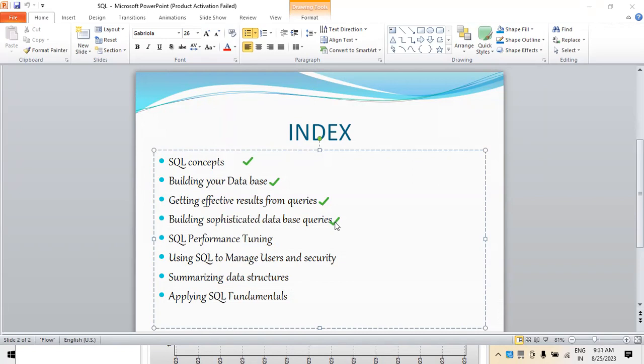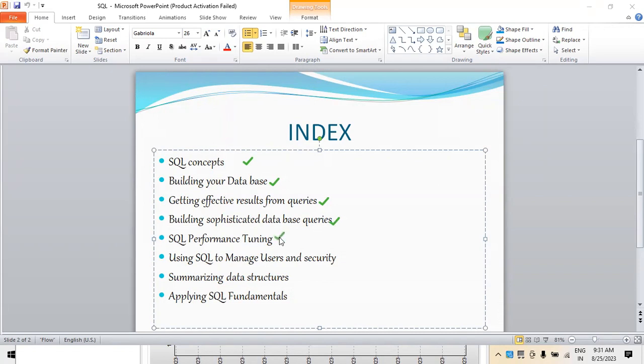Followed by this, I'm going to cover how to combine multiple queries into one. So order by, group by, right? All these things will also be a part of this building sophisticated database queries, all that.